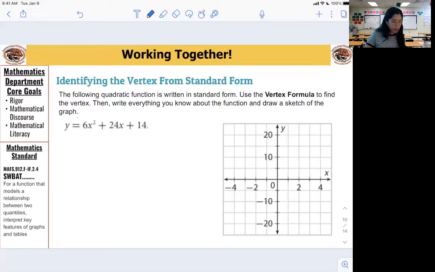What is A? Shout it out. 6. What is B? 24. What is C? 14. Good job, you know your ABCs.